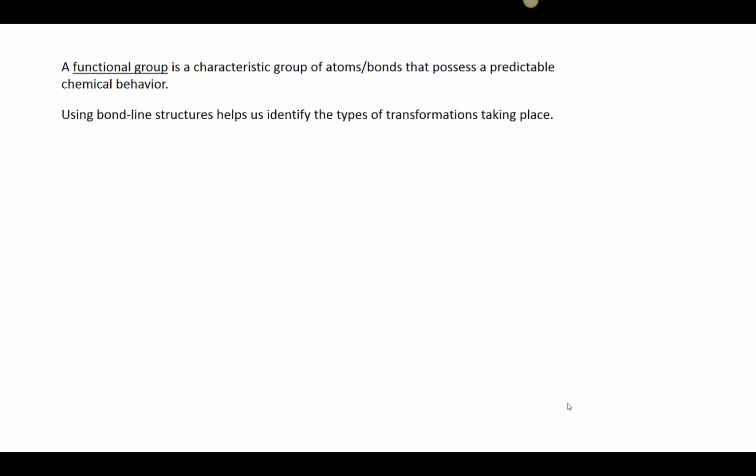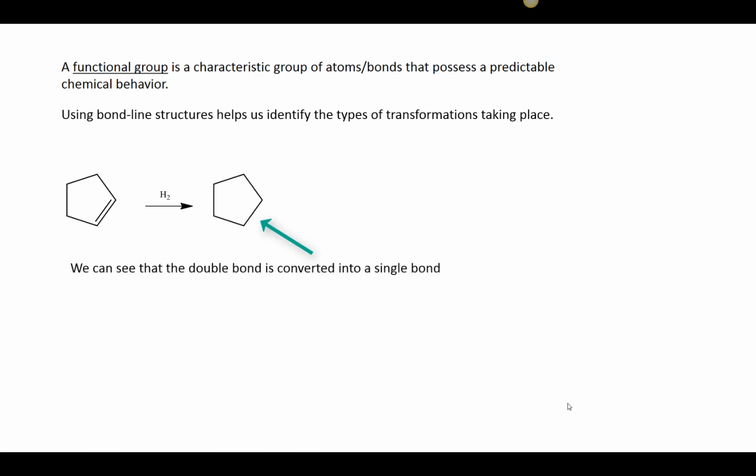Using line bond structures or bond line structures helps us identify the types of transformations that take place and what types of functional groups are undergoing transformation or changes. For example, if we take this compound, we can see that it has a double bond in it. If we add hydrogen, it forms this new compound without the double bond. So the double bond is converted into a single bond. Well, rather than just saying single bond, double bond, we have names for these particular groups.